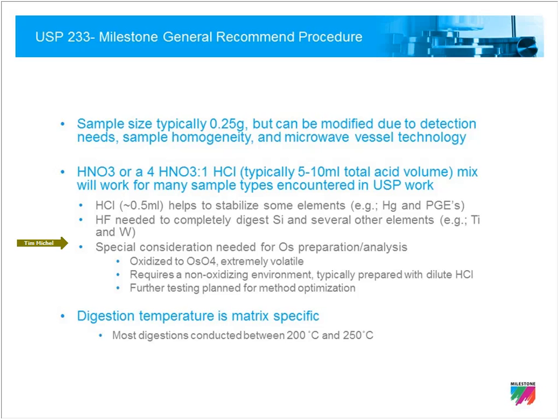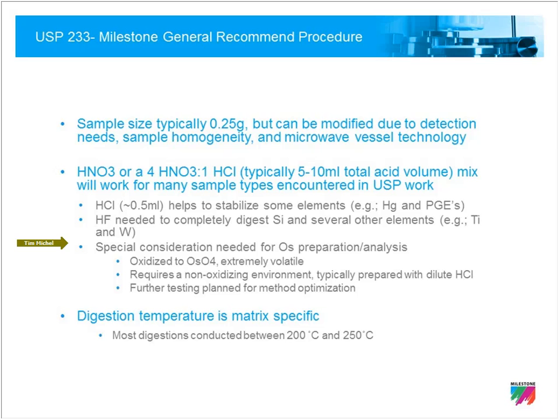Another consideration that needs to be made is for osmium. Osmium is one of the elements that possibly needs to be analyzed for if it was intentionally added to the sample, most commonly as a catalyst. Osmium is challenging because in an oxidizing environment, it becomes extremely volatile. So to prepare that sample and analyze for osmium, the most widely used application as of today is by digesting that sample in dilute HCl.